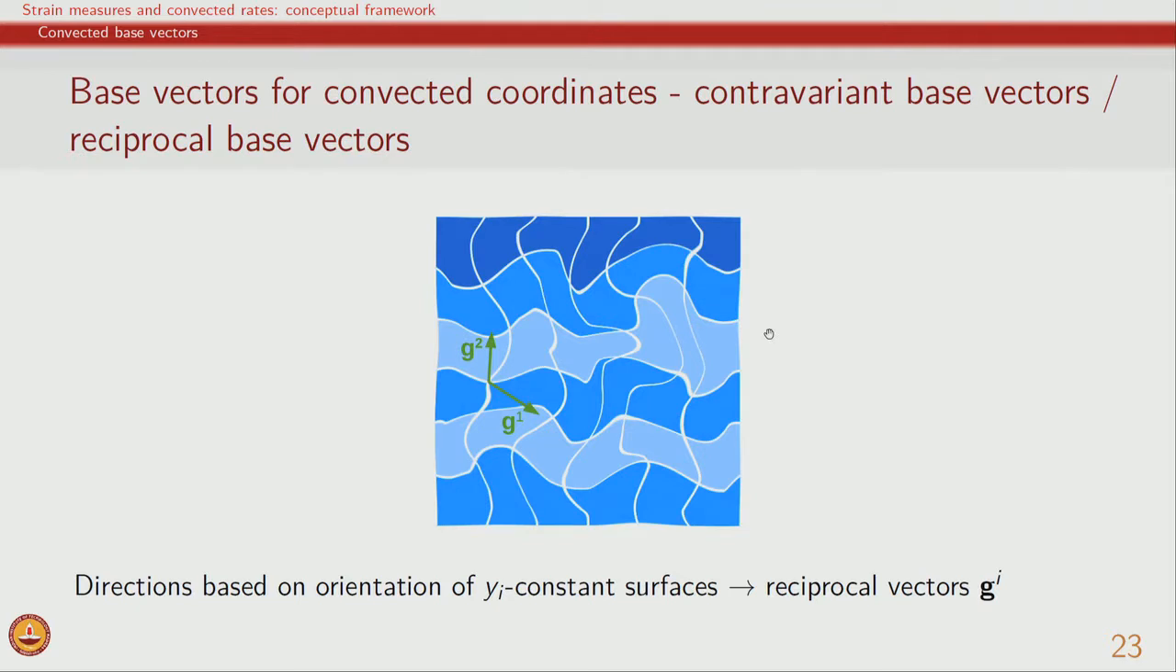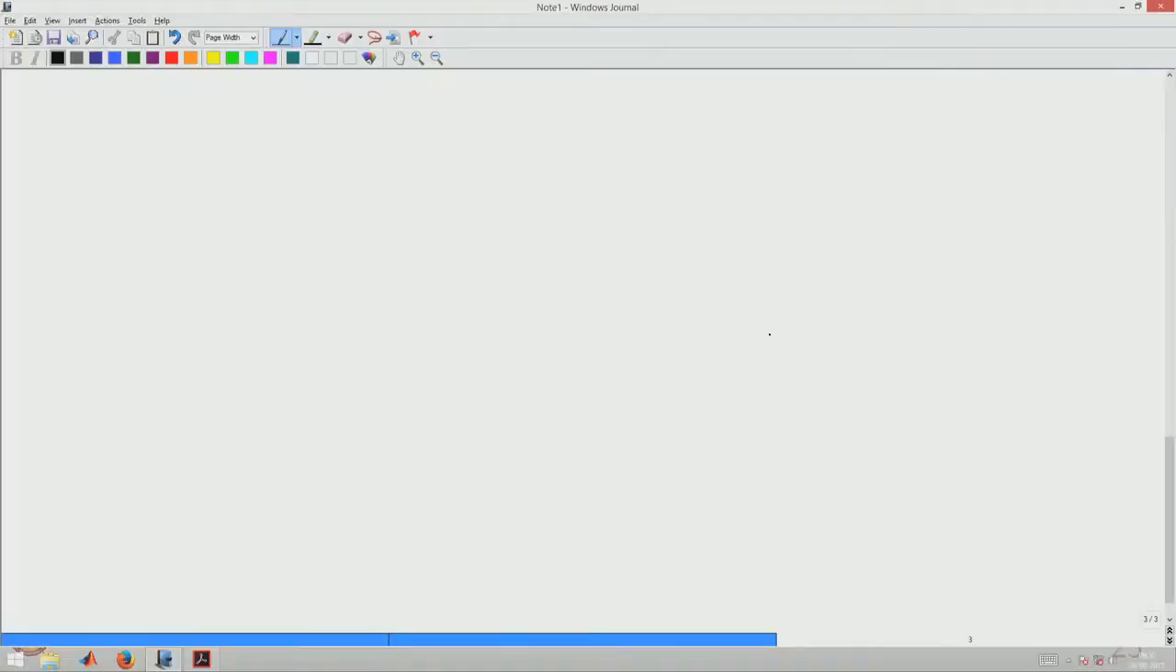So, we can keep on drawing depending on different deformation that is there in the material. So, for example, if we have y1 constant surface, y2 constant, let us say y1 changing in this direction, and then we have another surface which indicates y2. Just to understand again, we can draw the base vectors. This is the direction in which y1 changes, and this is the direction in which y2 changes. Therefore, this is g1 and g2.